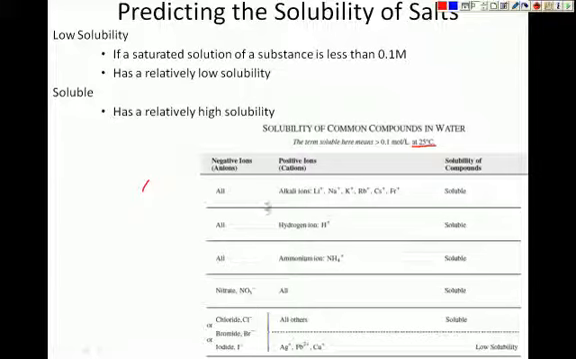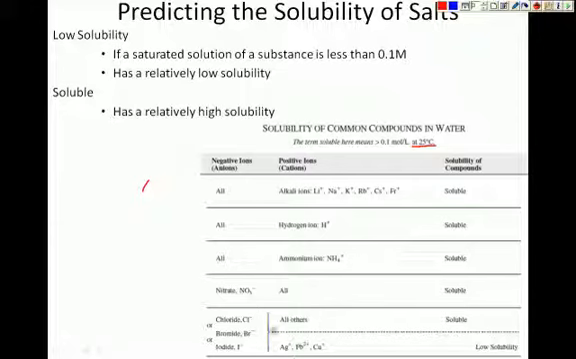Same thing with hydrogen ions. If anything's paired up with hydrogen ions, it's going to have a relatively high solubility. That is all your acids right there, so those are going to be quite soluble. Same with ammonium, and for anions, pretty much anything that is attached to a nitrate is going to be relatively highly soluble. So silver nitrate, copper nitrate, those are all going to have relatively high solubilities.